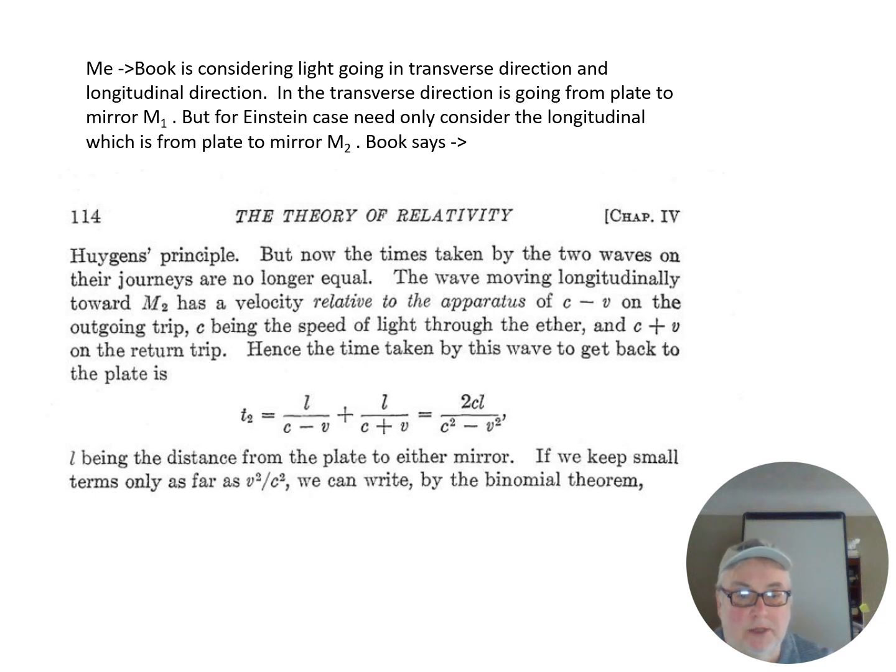And so the book says the following, and you can note that it's using C minus V and C plus V. So for C and V both greater than 0, C minus V and C plus V, which are really the light speeds, are not then going to be equal to C.